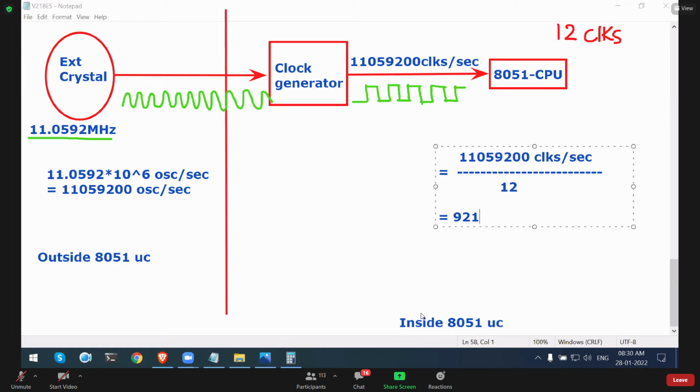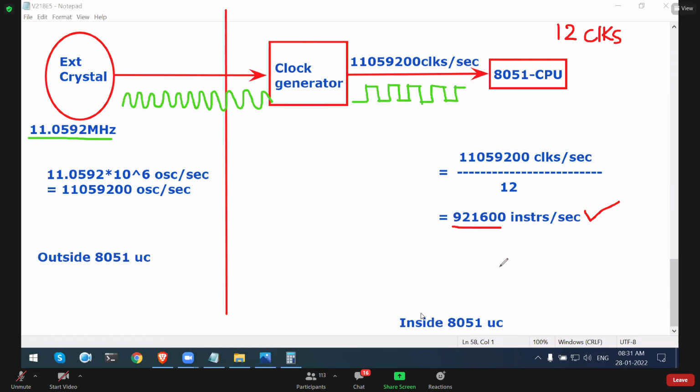921,600, so 9,21,600 instructions per second. So if the 8051 CPU is getting 11.0592 megahertz clock pulses in 1 second, that means this 8051 CPU can execute 9,21,600 instructions in 1 second. The CPU is the one actually executing instructions, but we say that your 8051 microcontroller can execute 9,21,600 instructions in 1 second.